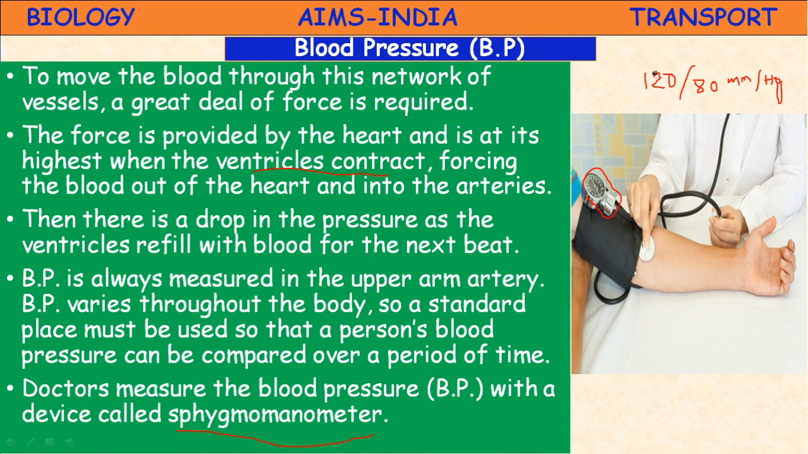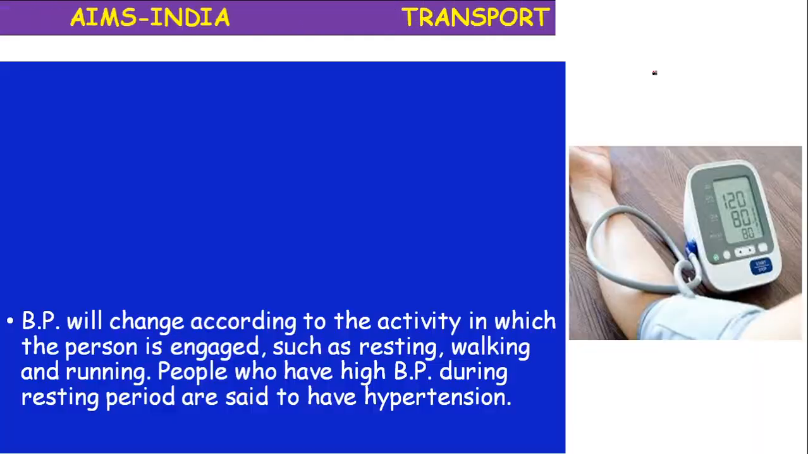And 80 represents the diastolic pressure. Diastolic pressure means when the heart relaxes, so the pressure will be low. So, the average, normal blood pressure of an adult is 120/80 mm of Hg. So, let us know more.